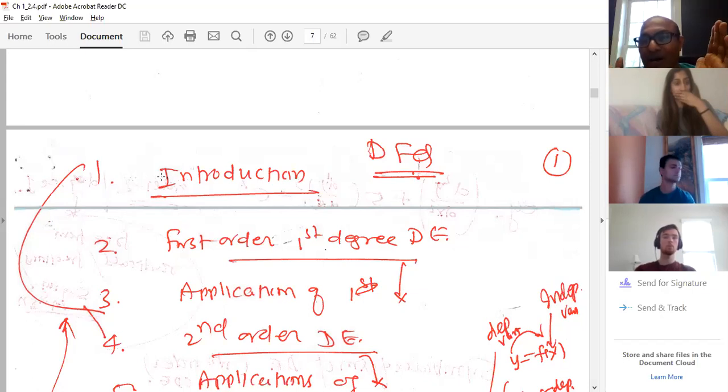That is completely your articles 4.3 and 4.4. 4.3 is homogeneous, 4.4 is non-homogeneous. 4.5 is not there in the syllabus. 4.6, method of variation of parameter.